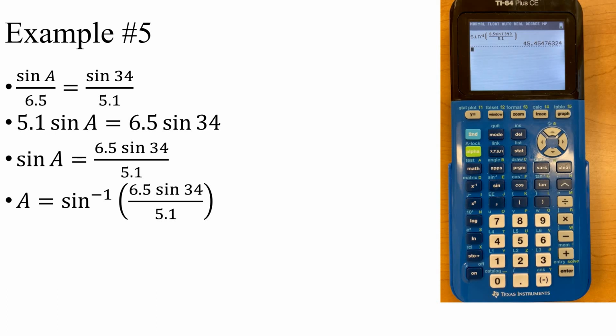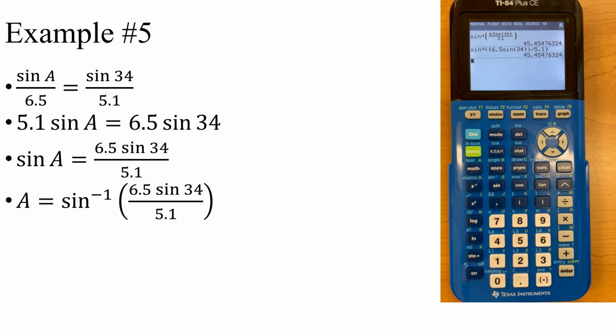Now again, if you have the 83 or you have an older 84 that doesn't have the alpha y equals fraction option, when we do our second sine inverse, it gives us a set of parentheses. We're still going to create our own for the numerator, 6.5 sine. Notice it gives us another set right there for the 34. We have to close it once for the closing off sine 34, and a second time for closing off the 6.5 sine of 34. And then it's divided by 5.1. And then we close off one last time to close off the entire inverse. And we can see it's the exact same answer.